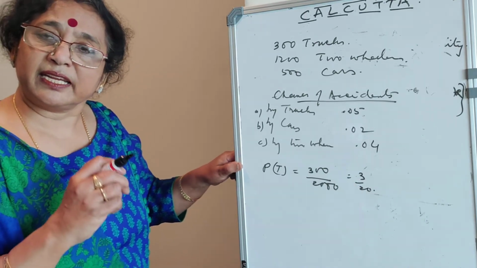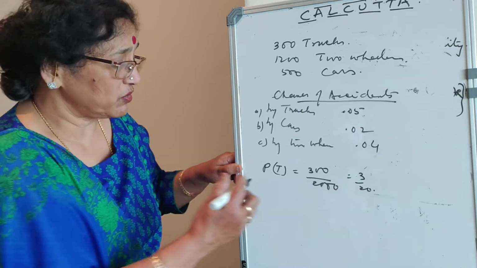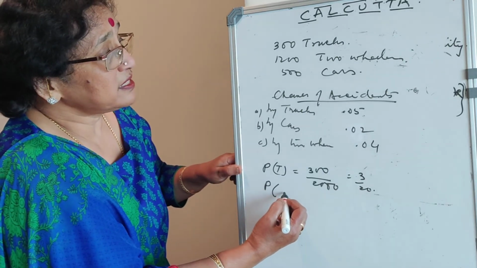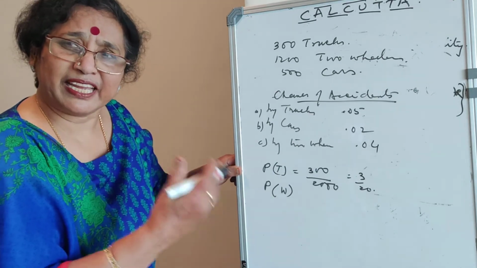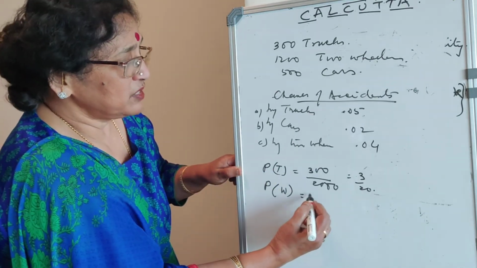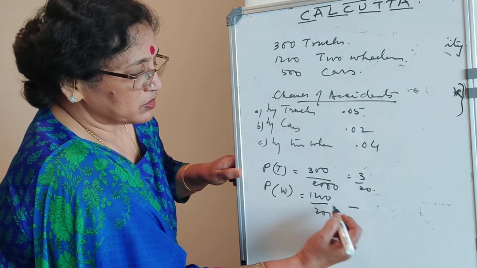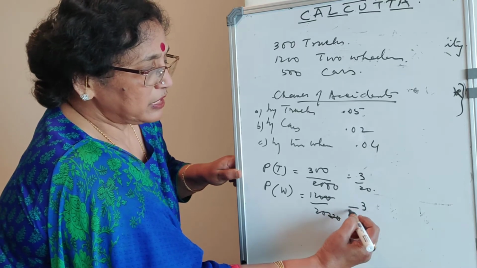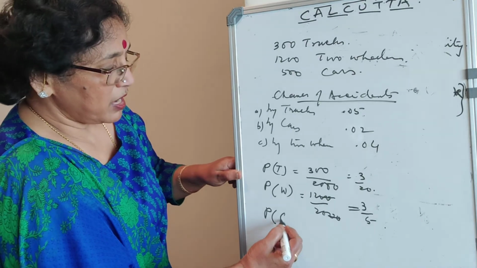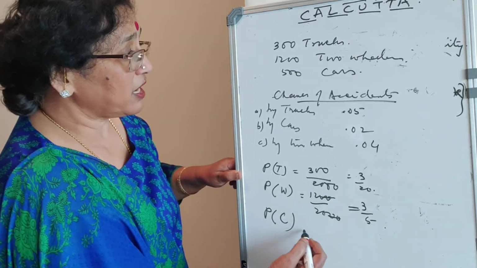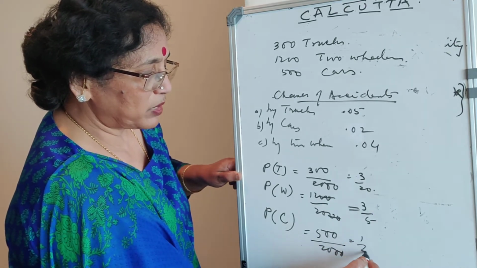So probability that it is a truck is 3 by 20. Now here it's not equally likely events, children. Probability that it is a two-wheeler, I'm writing W, is 1200 out of 2000. So that becomes 12 by 20, which is 3 by 5. And the probability of a car: how many cars? 500 cars out of 2000. So that becomes 1 by 4.